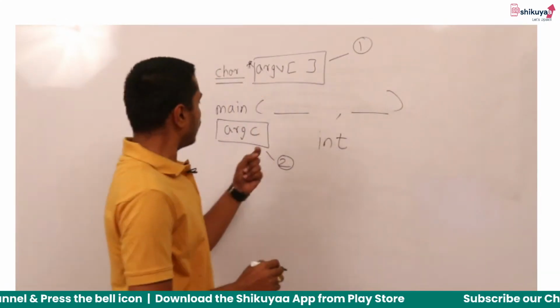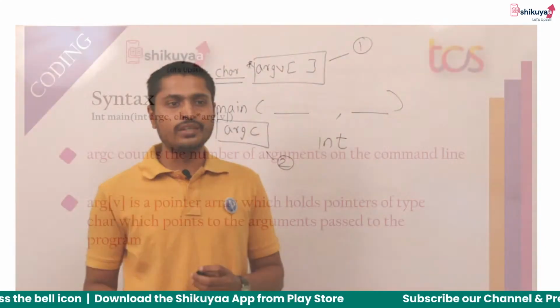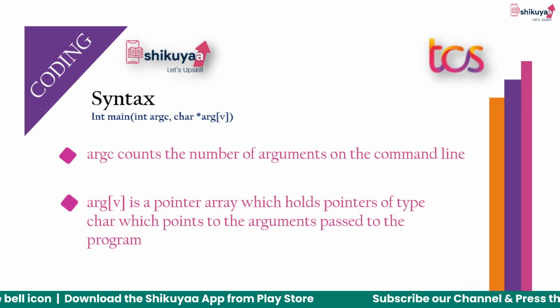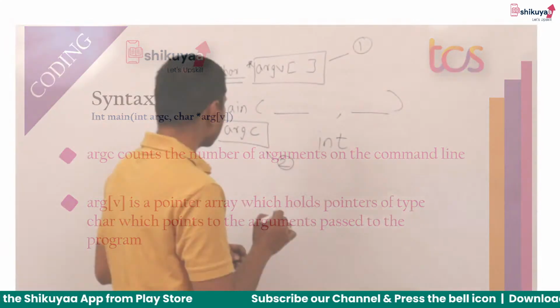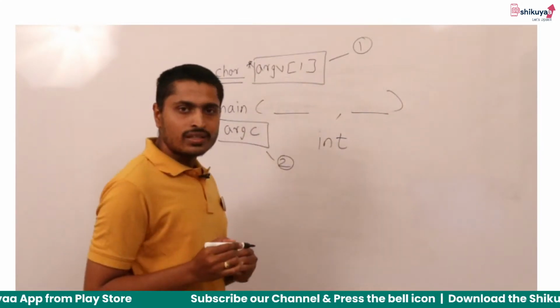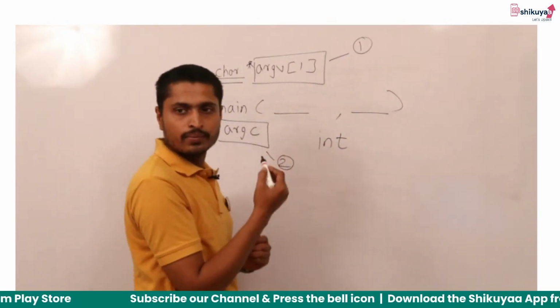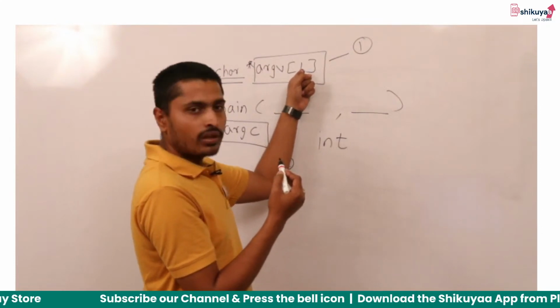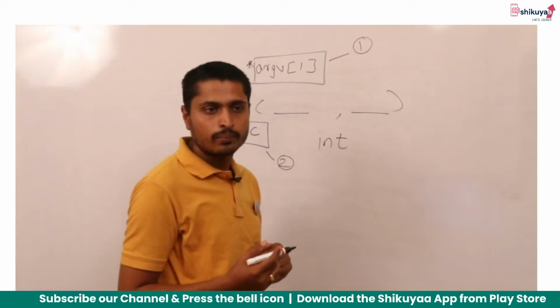So this is argument C. ARGV is a pointer array which holds pointers of type character which point to the arguments passed to the program. This indicates the program. For example, ARGV1 indicates the first value in the command line. This will indicate the first argument in the command line. Okay, go to the next slide.